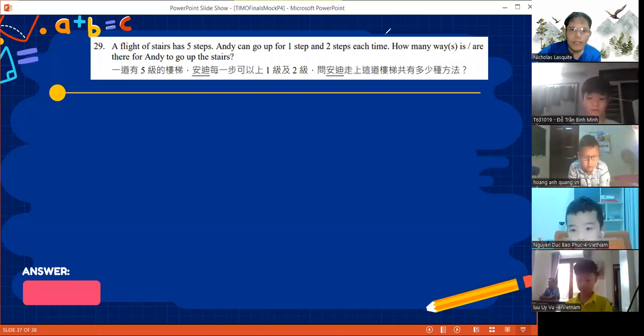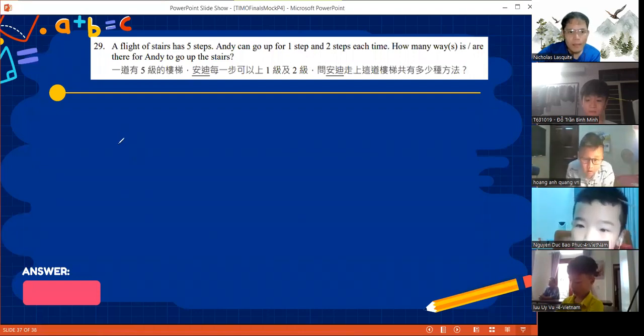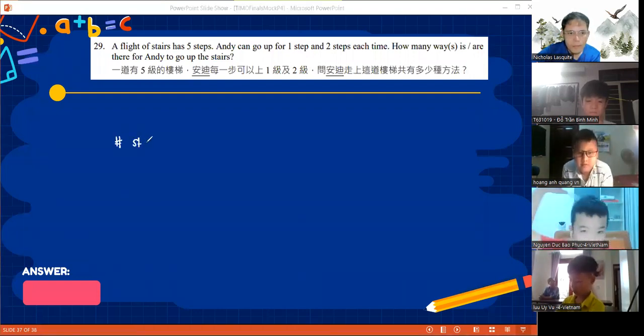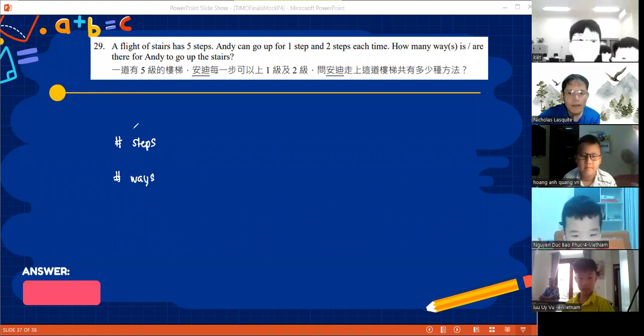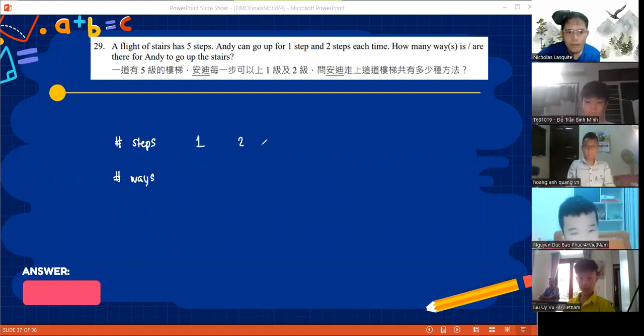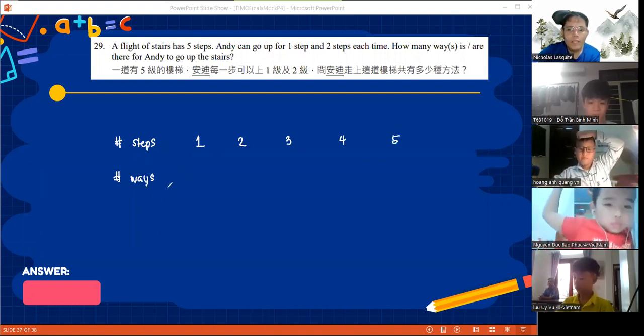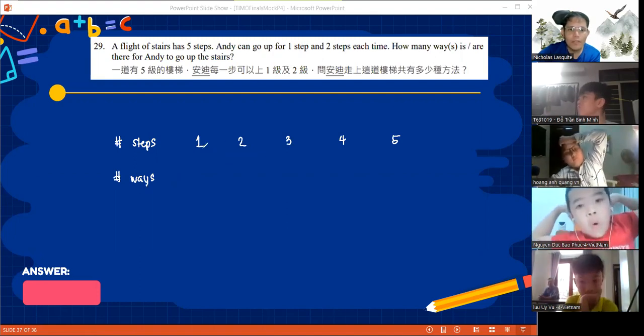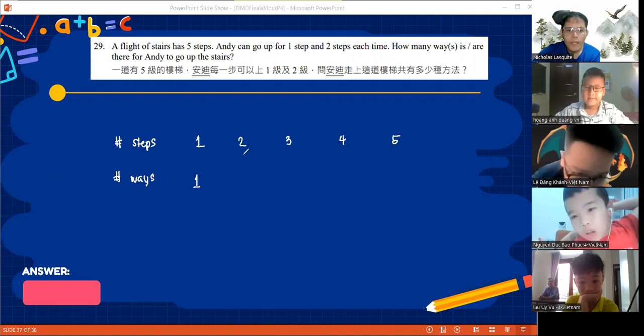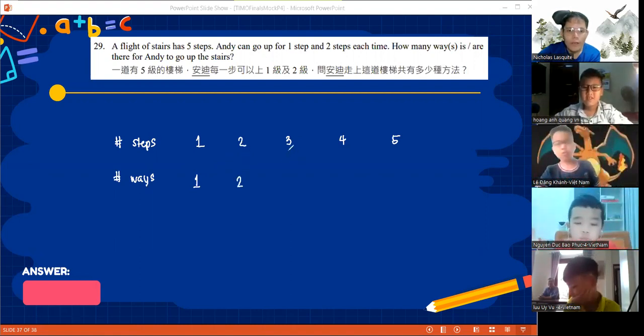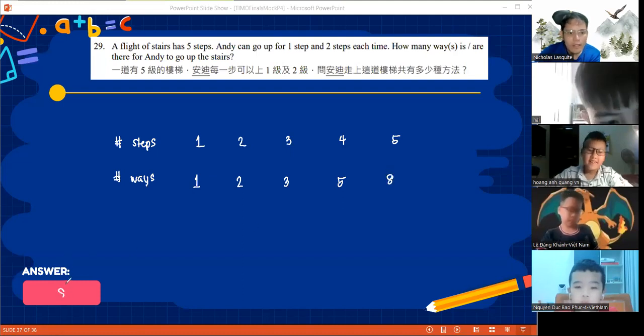Okay, so for this one, let's make a table, okay? So let's say this is the number of steps and this is the number of ways, okay? How many steps are there? 5, right? So 1, 2, 3, 4, 5. So how many ways to reach the first step? Only one. How many ways to reach the second step? Two. Now for the third one, it's going to be 1 plus 2, it's going to be 3. Then 3 plus 2 is 5, and then 5 plus 3 is 8. So the answer is 8.